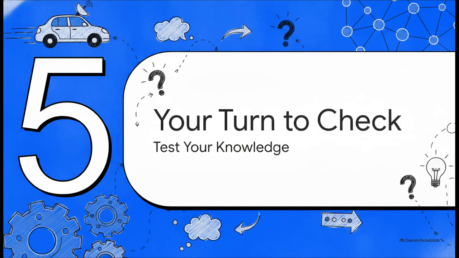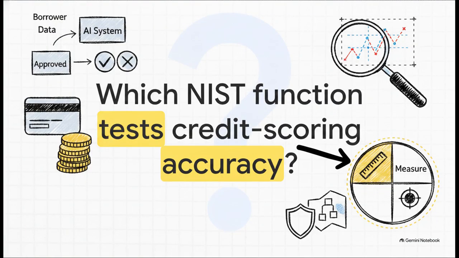Section 5. Your turn to check. All right, so you've seen how the framework functions in a self-driving car. Now it's your turn to jump in and apply this reasoning to a brand new hypothetical scenario. The OECD describes an AI credit scoring system that uses borrower data to make financial recommendations. So my question for you is this. In an AI credit scoring system, which of the 4 NIST functions involves testing if its pattern matching accurately recommends approving or denying a loan? Think back to our 4 action verbs for a second: govern, map, measure, and manage. Which one of those is specifically about testing accuracy?